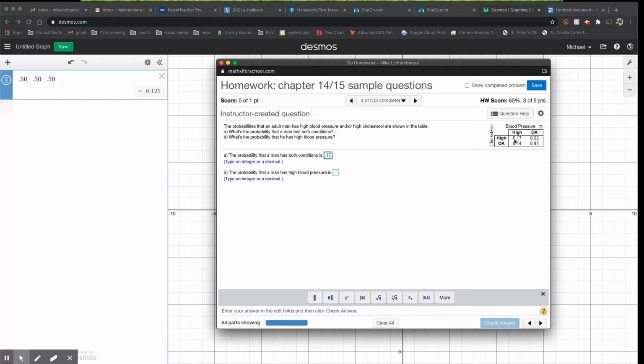Okay. The probability that a man has high blood pressure. So high blood pressure, according to this table, could be one of 2 things. You could have high blood pressure and high cholesterol, but you could also have high blood pressure and okay cholesterol. So to find the probability that a man has high blood pressure, I have to essentially add up this column here. So that's 0.17, which is 17%, plus 0.14, which is 14%. So 17% plus 14% is 31%, or 0.31.